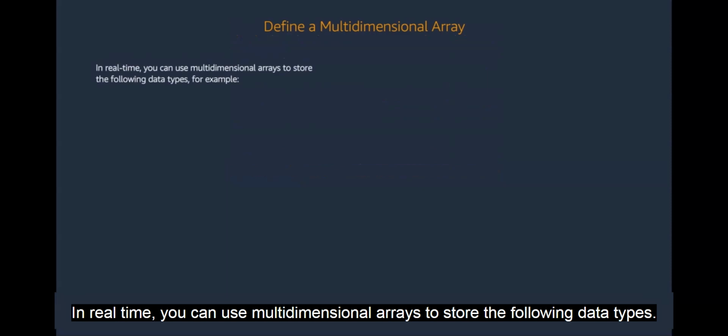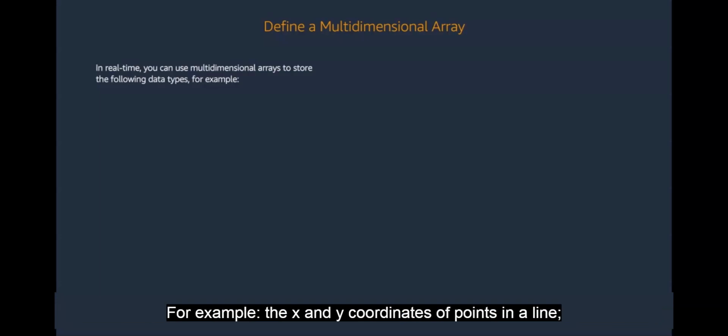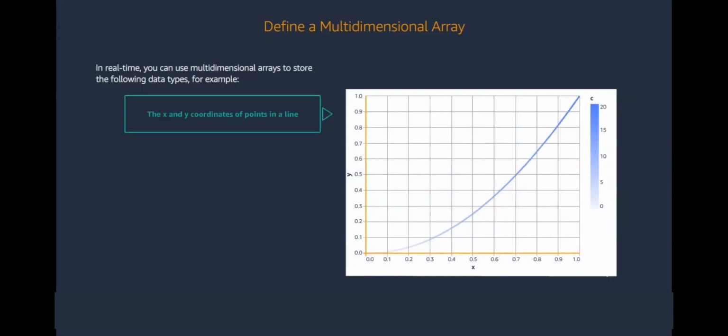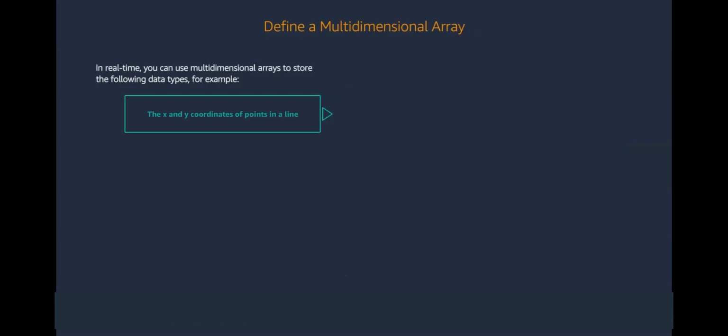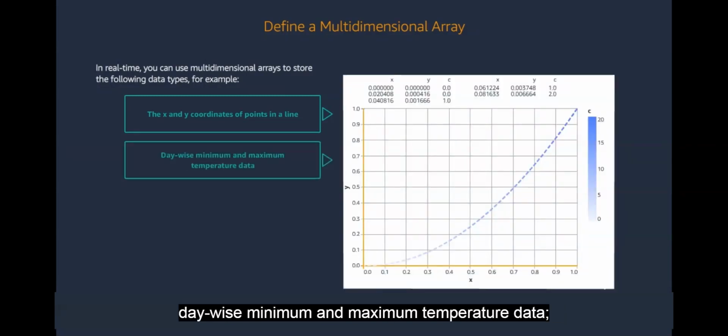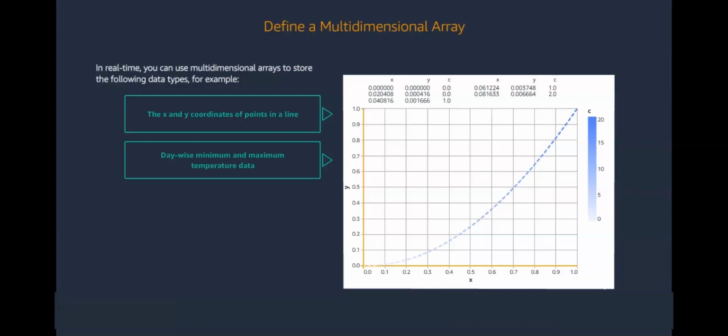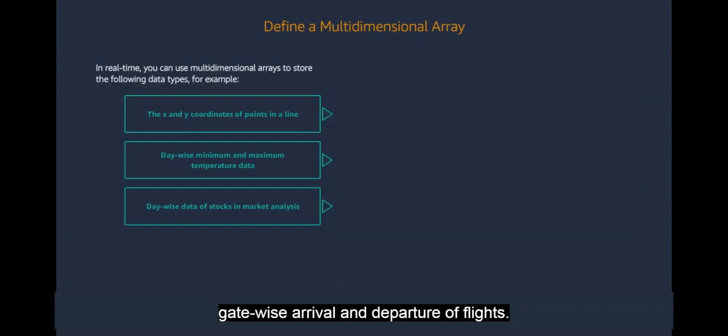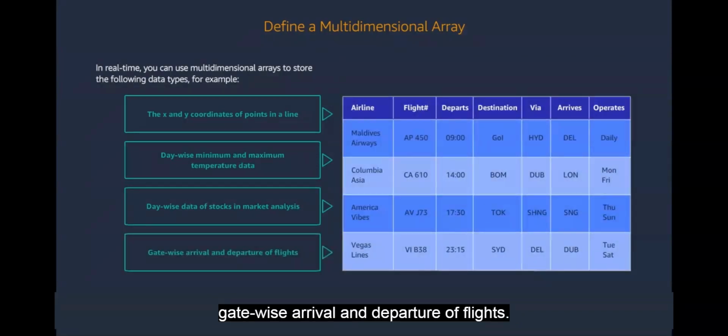Let's learn about a multidimensional array that can be used for many purposes. In real time, you can use multidimensional arrays to store the following data types. For example, the x and y coordinates of points in a line, day-wise minimum and maximum temperature data, day-wise data of stocks and market analysis, gate-wise arrival and departure of flights.